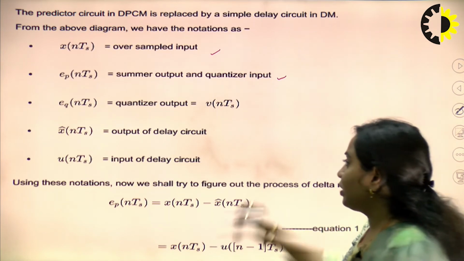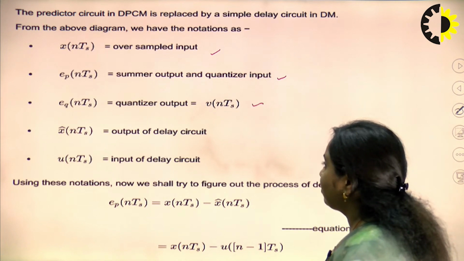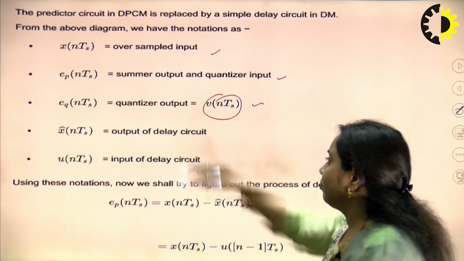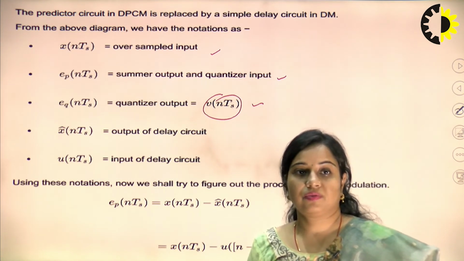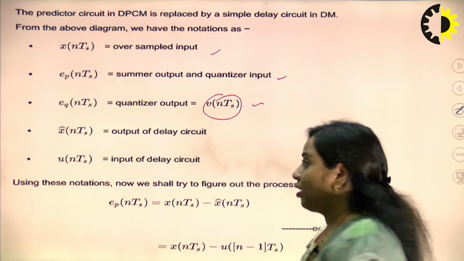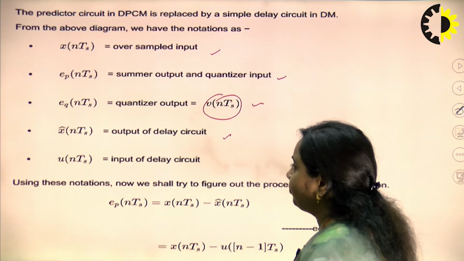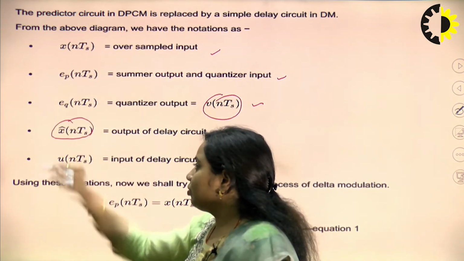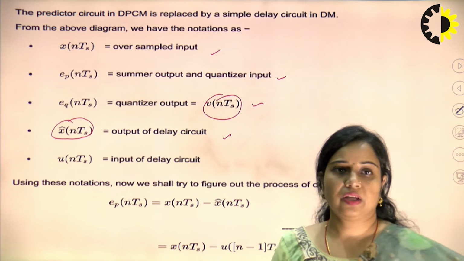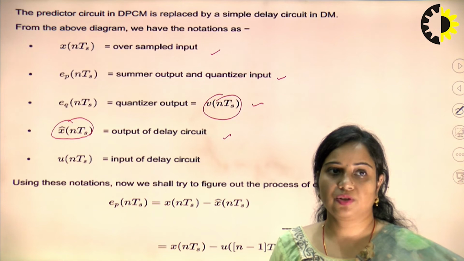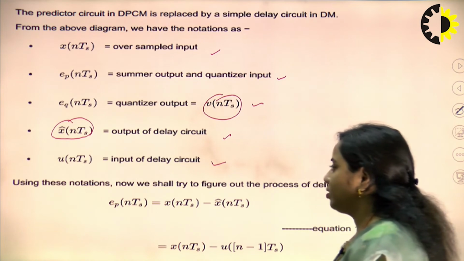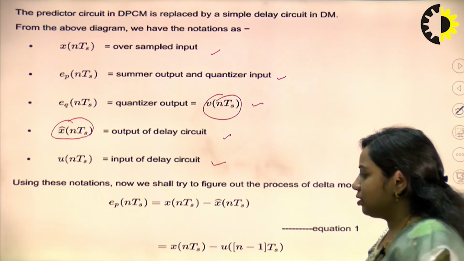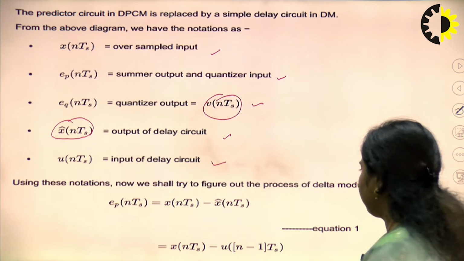depending on the value of the input and the feedback circuit. Now, the next one is the quantizer output, which is denoted by V(nTs). These are the bits which are predicted by comparing the step size of the signal and the previous signal. Then the output of the delay circuit is the predicted value, denoted by X cap(nTs). That is basically the approximation of the signal; it is not the actual bit. Next one is U(nTs), the input of the delay circuit.